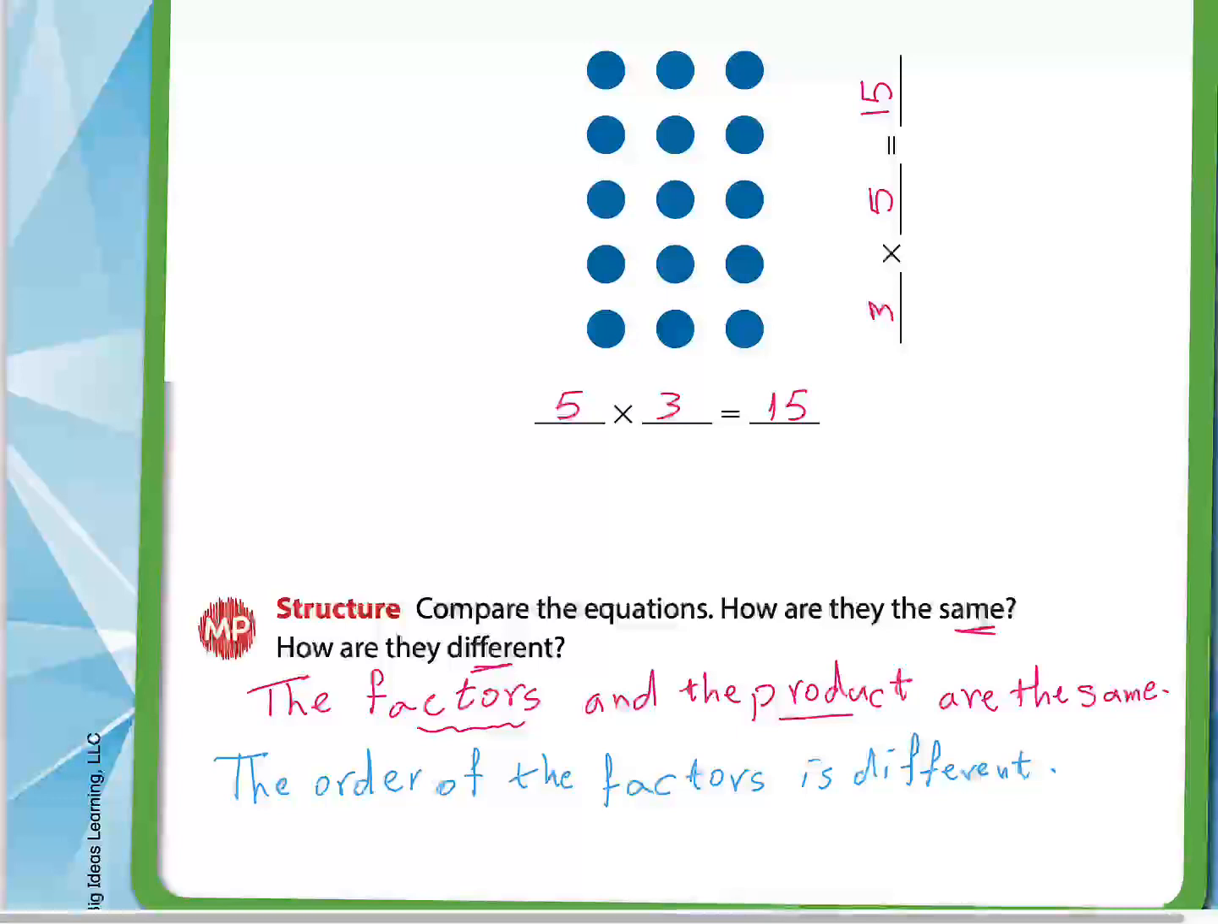Okay, Khalid, the order of the factors is different, sorry. So the factors and the product are the same. We're using the same factors, and we have the same product. And the order of the factors is different. Okay, now is there any more writing?